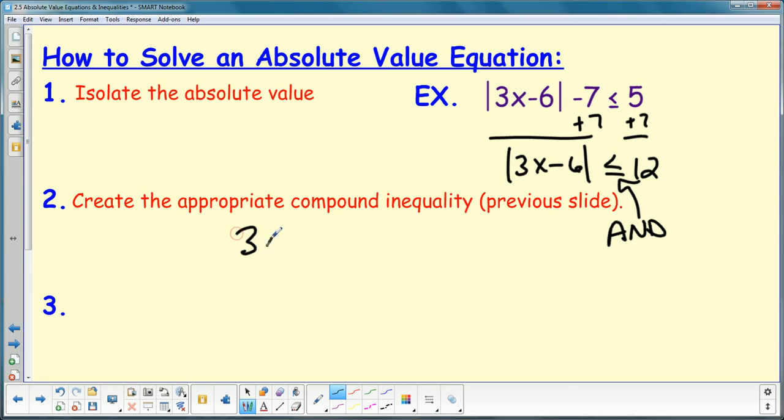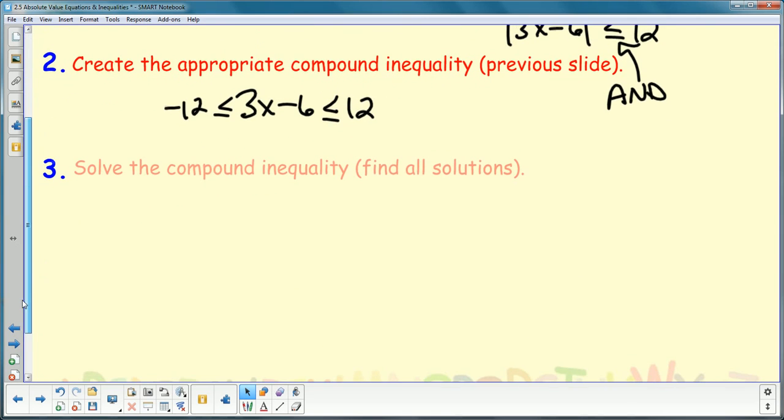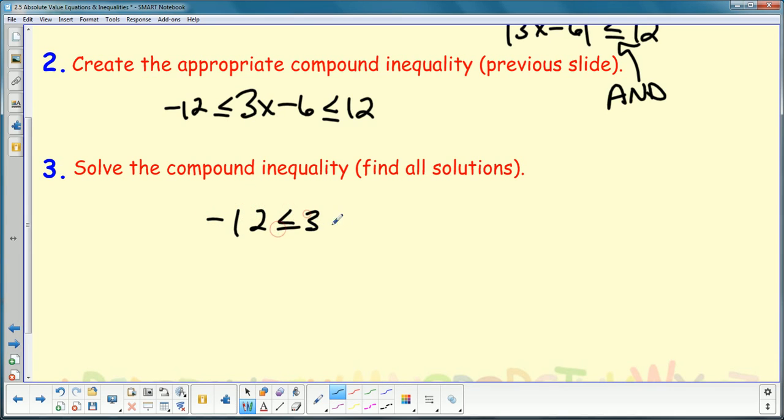So we're going to say 3x minus 6 is greater than or equal to negative 12, and is also less than or equal to 12. Okay, the whole reason we're doing an and is because of this symbol right here. And then finally we're going to solve the compound inequality, making sure that we have all solutions found. So negative 12 is less than or equal to 3x minus 6 is less than or equal to positive 12.